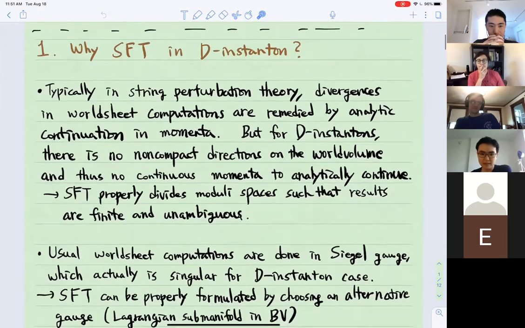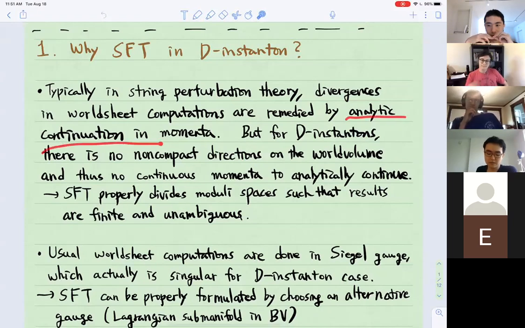And let me motivate by some of the clues, which tell us that actually we need string field theory to do the D-instanton perturbation theory. So first of all, typically in string perturbation theory, if you study the Veneziano amplitude or Virasoro-Shapiro amplitude, you run into divergences, which come from some degenerate limit of the Riemann surfaces. And these divergences actually are remedied by analytic continuation in the momenta. That's where you get all those gamma functions, right?